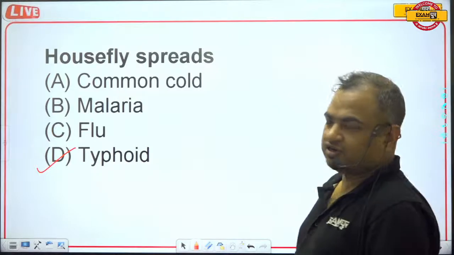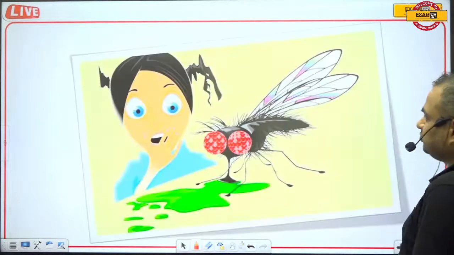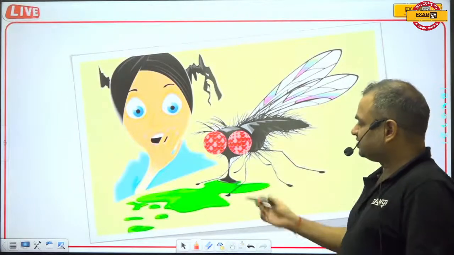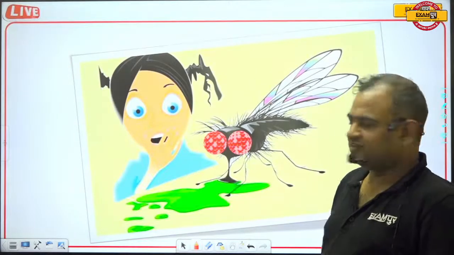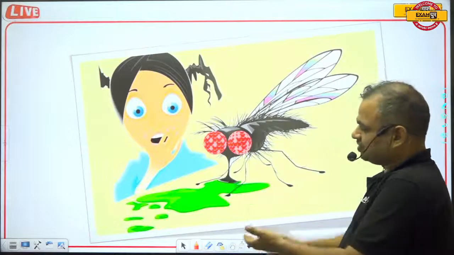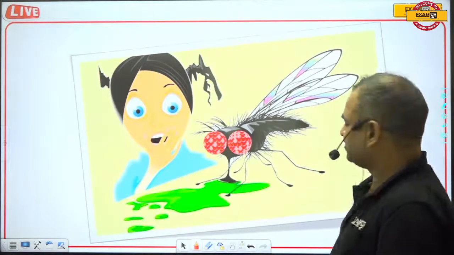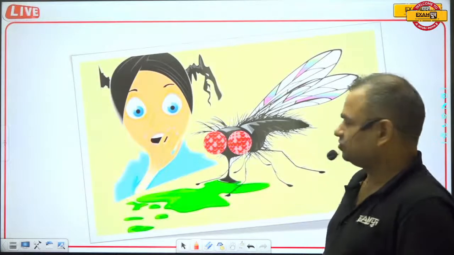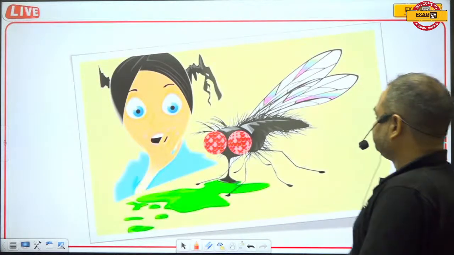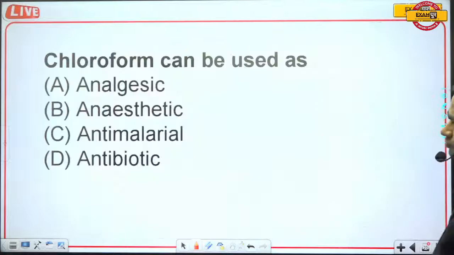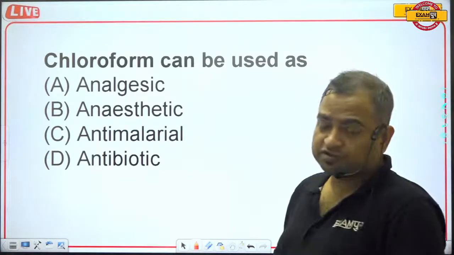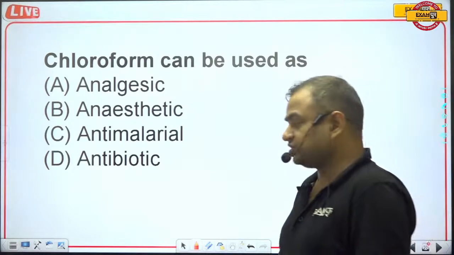And typhoid is one of them. Okay, so this is the diagram. You can see here that this is a fly and it is sitting on a very bad thing. I can't describe it in words in this lecture, but you can understand where this fly can sit. Okay, so let's move on.